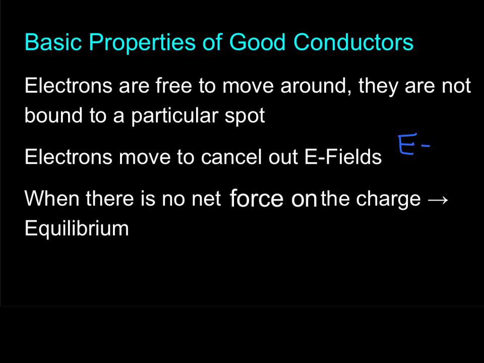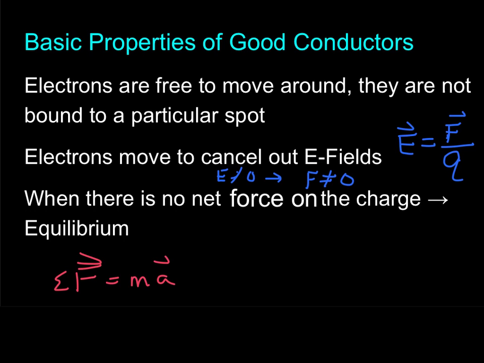So when we talked about the electric field, we talked about the electric field being equal to the force over Q, force per charge. Since force is a vector, if your electric field is not equal to zero, then your charge feels a force. So going back to first semester in Newton's second law, you know that the sum of forces equals mass times acceleration. Therefore, if there's no electric field in a conductor, there's no force, there's no acceleration, and your equilibrium condition is met, which is net force on the charge is equal to zero.